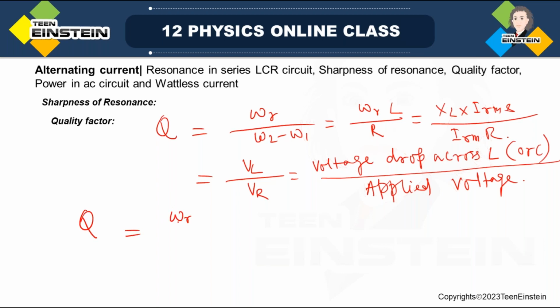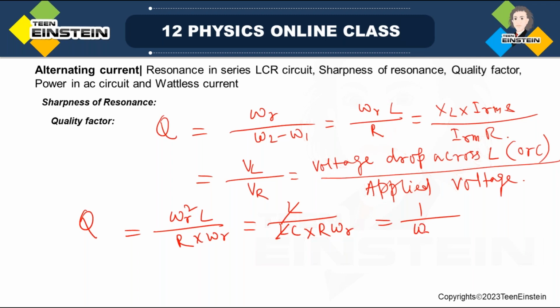We can multiply omega R both in the numerator and denominator. So this is actually L, and in the denominator omega resonance frequency squared means LC into R into omega R. So what we get is omega R, the resonant frequency, into C into R. So there are various ways to express quality factor.